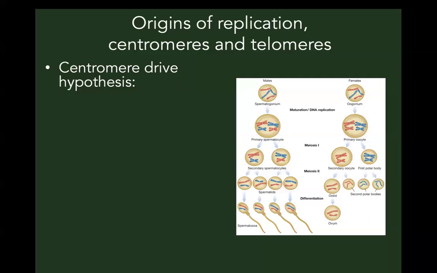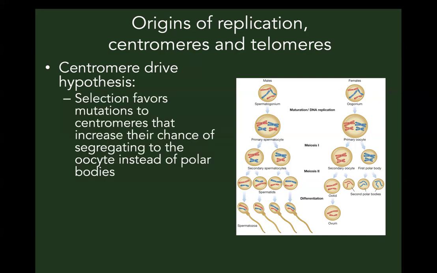All right. So, where do you get centromeres from? Why do we even have these things? Not all kinds of chromosomes have centromeres. One hypothesis is called the centromere drive hypothesis, which is that selection favors mutations to centromeres that increase their chance of segregating to the oocyte instead of polar bodies. All right, so what does that mean exactly?